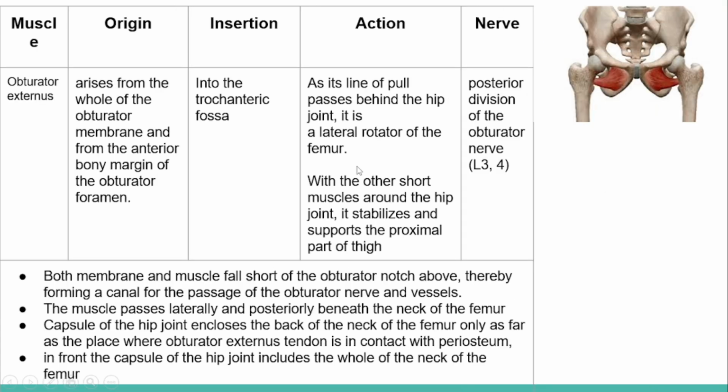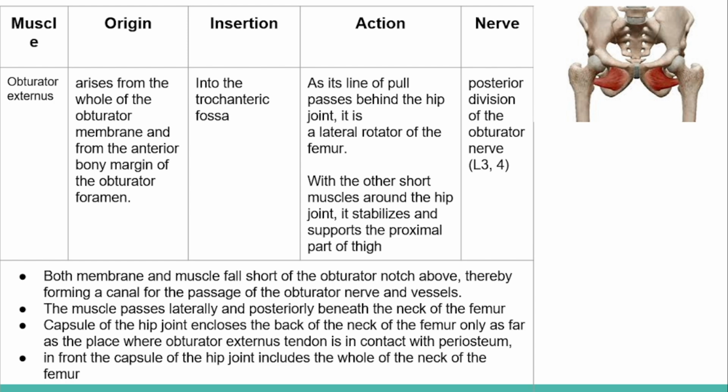The obturator externus muscle originates from the whole of the obturator membrane and the anterior bony margin of the foramen and inserts into the trochanteric fossa. This muscle is also supplied by the posterior division of the obturator nerve.